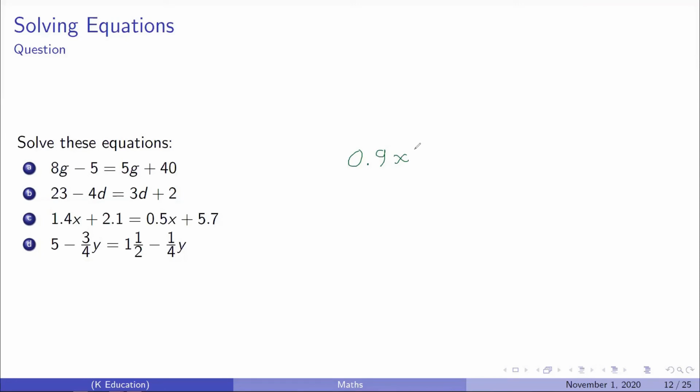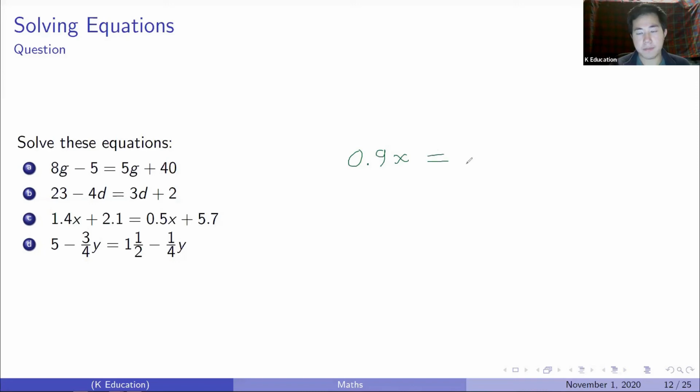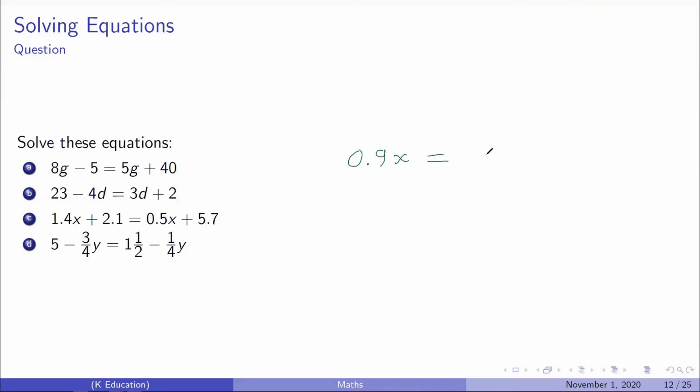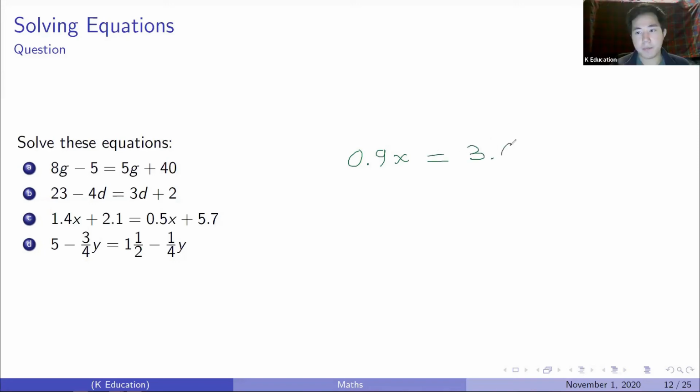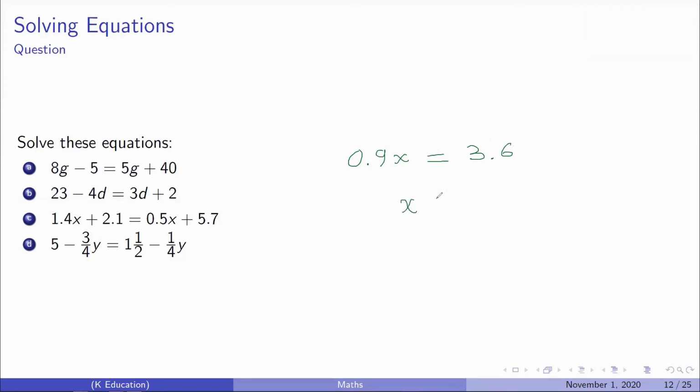And then you would minus 22.1. Okay, so what does it give on the right-hand side? So you'll be 3.6. 3.6, okay. And then x would be 0.4. Sorry, 4. Yeah, x is 4, right.